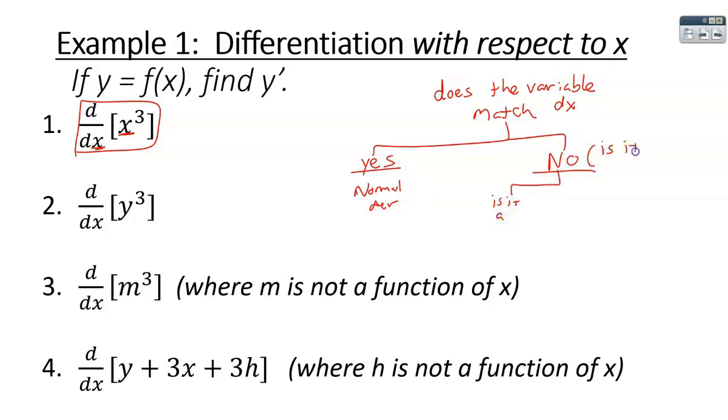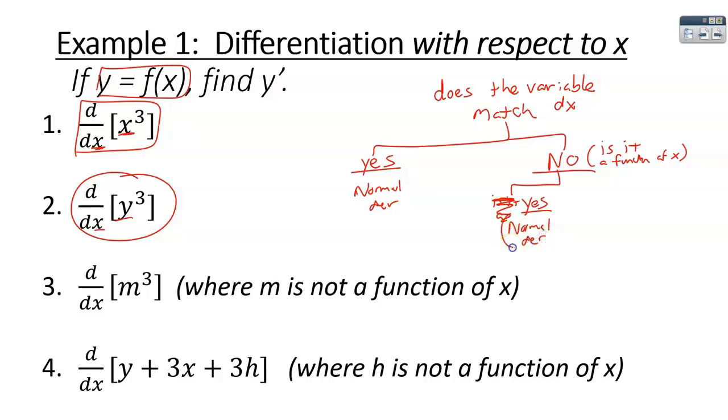Actually, let me put it here. Is it a function of x? In other words, does that variable depend on x? If the answer is yes, like here, when you take the derivative of that, they don't match, but the y is a function of x, as it says up here. If the answer is yes, then just do a normal derivative and multiply it by a y prime, or m prime, g prime, whatever letter you're working with. If the answer is no, it's not a function, it's wonderful, it's even easier. The answer is just 0. Okay? So there's your process.